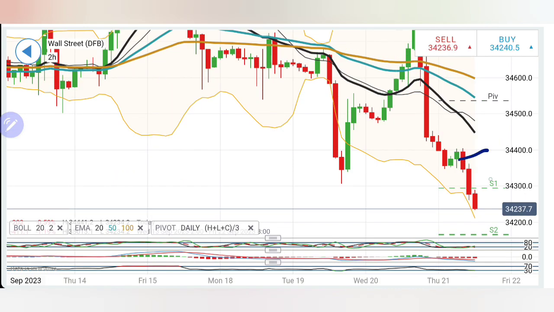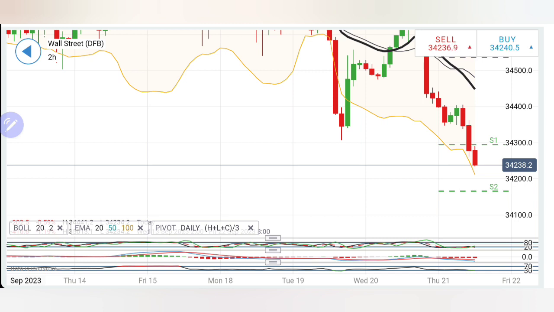On the 2-hour charts, it is a straight third red candle here, and this can continue further on the downside. I will look forward to 34,200 and 160 levels. 160 is a great support. Around the 160, 170 zone, we have to be careful at those levels. And then 100 cannot be denied.